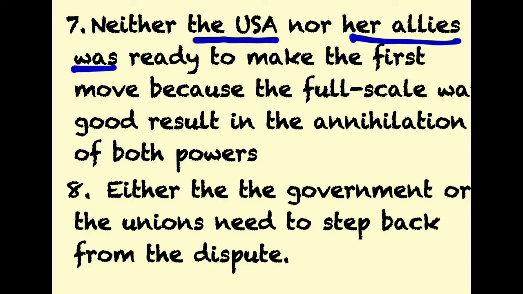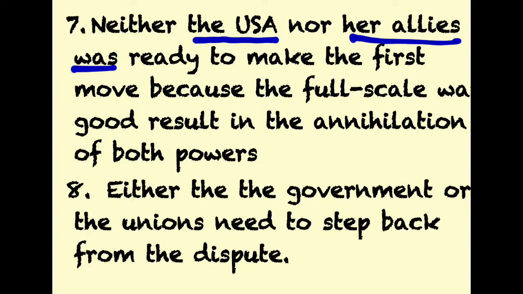Now the verb is singular. What is it? Was. Singular verb. And it seems to be according to the first subject, the USA, because allies is plural, and the verb does not agree with the nearest one. So let's see in our second round whether the sentence is correct or incorrect. The next sentence, number 8.